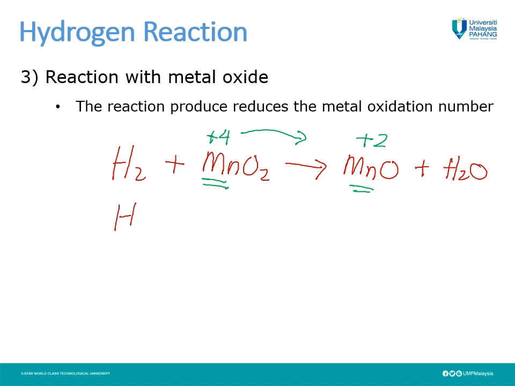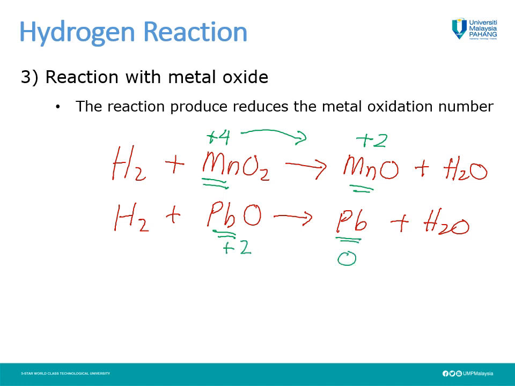Another example is the reaction of hydrogen with lead oxide. This reaction will produce lead and water. If we can see here, the oxidation number of lead is +2 and it is reduced to 0 after the reaction with hydrogen.